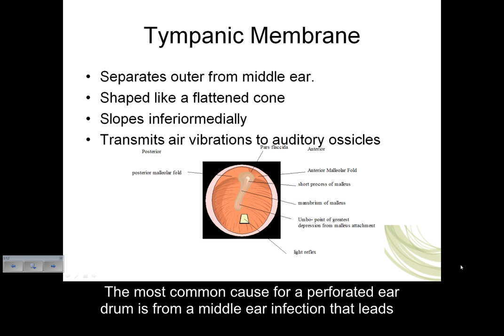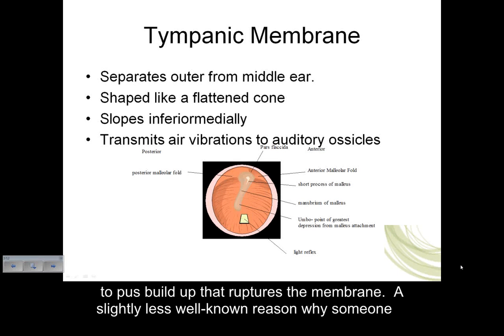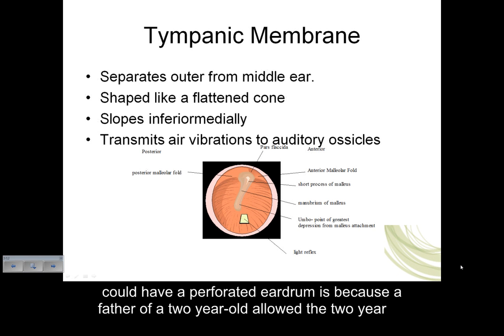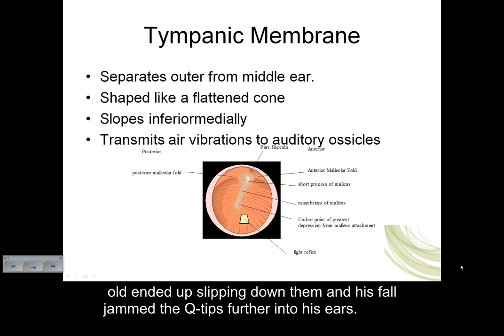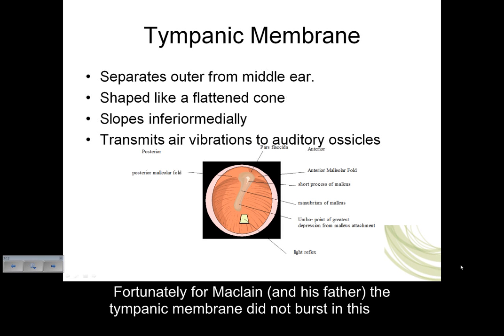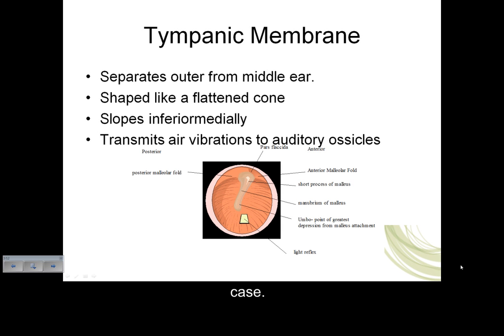The most common cause for a perforated eardrum is from a middle ear infection that leads to pus buildup that ruptures the membrane. A slightly less well-known reason why someone could have a perforated eardrum is because a father of a 2-year-old allowed the 2-year-old to stick Q-tips in both his ears before trying to walk down the stairs, but the 2-year-old ended up slipping down them, and his fall jammed the Q-tips further into his ears. Fortunately for McLean and his father, the tympanic membrane did not burst in this case.